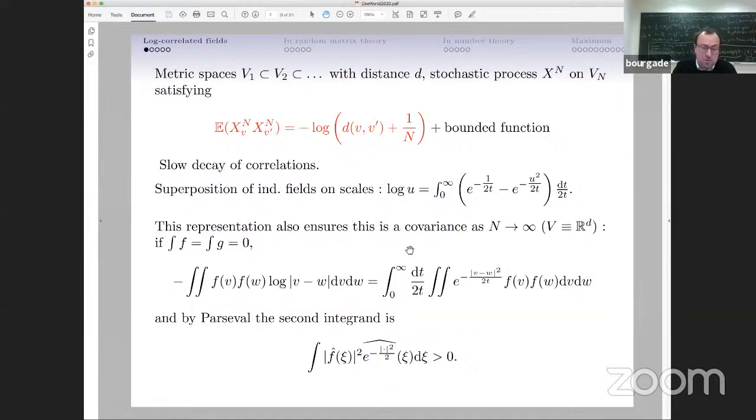And if you use this formula for the log, the dependency on nu is only on the second term. The first term will amount to zero. And then you end up with a double integral with respect to a Gaussian kernel. You have a convolution of a function with a Gaussian. If you apply Parseval and go to Fourier space, the Fourier transform of the convolution is a product of Fourier transforms, and you end up with the integral of f hat squared and the Fourier transform of a Gaussian, which fortunately is positive because it's a Gaussian itself. So this log correlated field really makes sense. Right. That's the first thing I wanted to say.